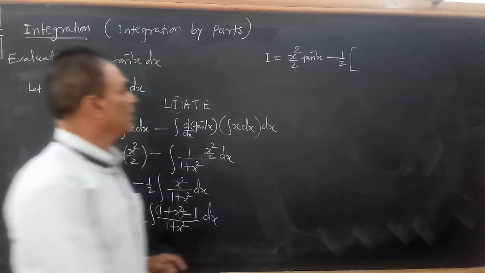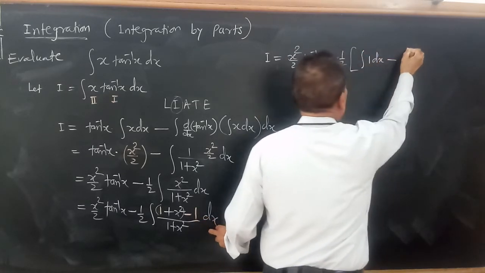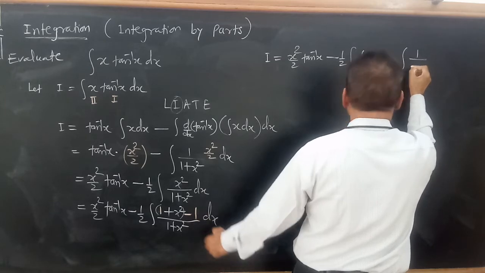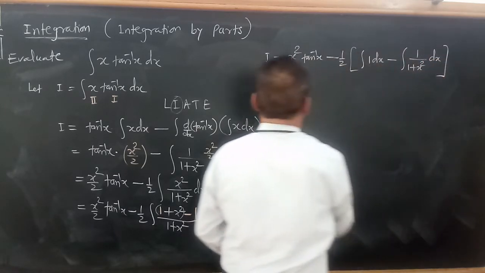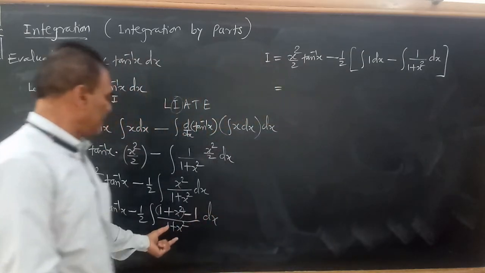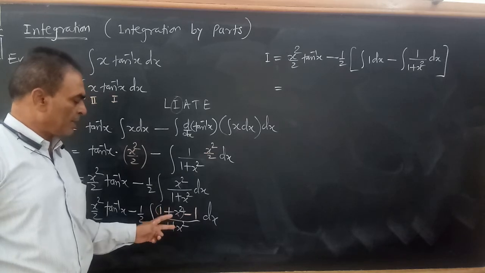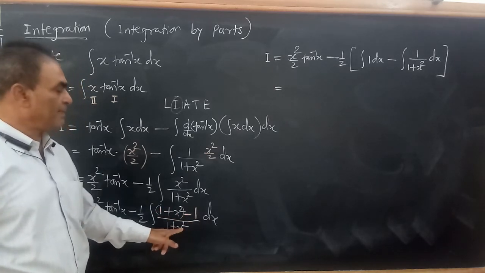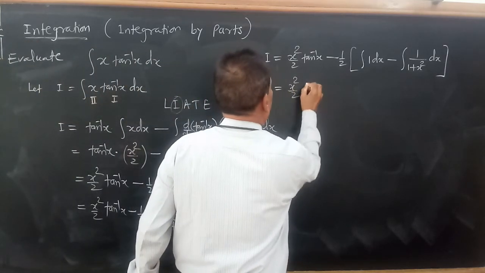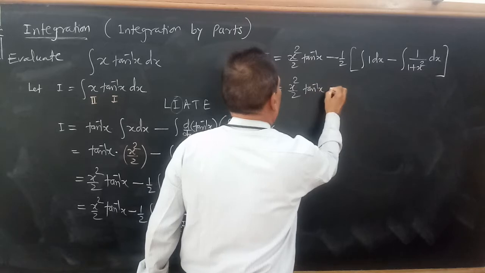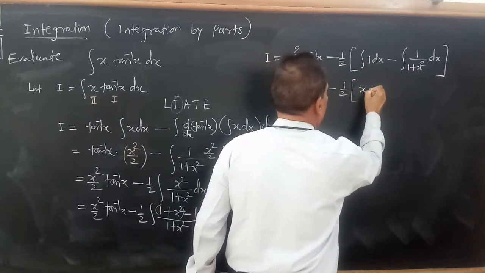You will get integration of 1 dx minus integration of 1 divided by 1 plus x square into dx. I have stated, separating the denominator: these two terms divided by 1 plus x square get cancelled, 1 minus 1 divided by the same denominator. Take integration. You will get x square by 2 tan inverse of x minus 1/2 into bracket integration of 1 dx. What is integration of this?